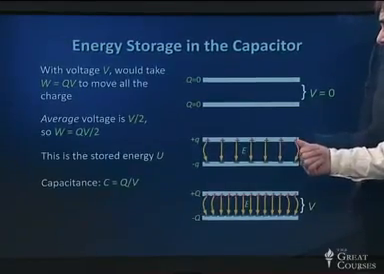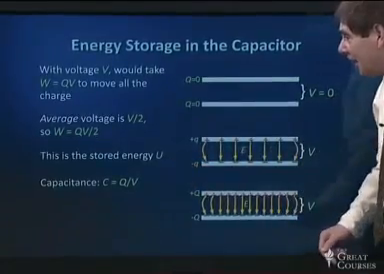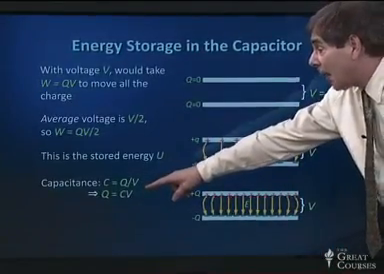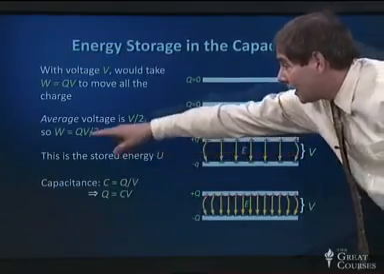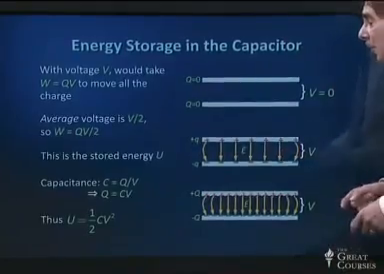The capacitance, C, is Q over V. So that's the capacitance. I'm going to solve that for the charge. The charge is C times V, and I'm going to put that in here for charge, and I get the stored energy being 1/2 CV squared. That's the energy stored in a capacitor.